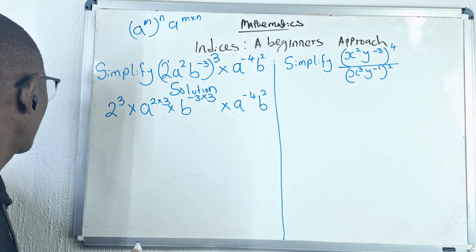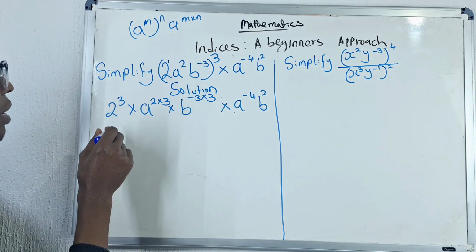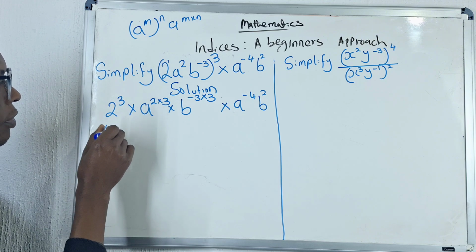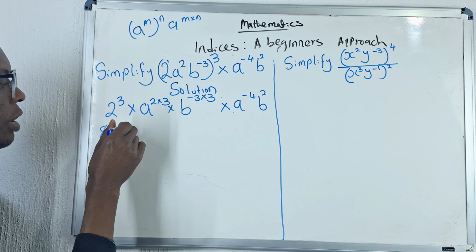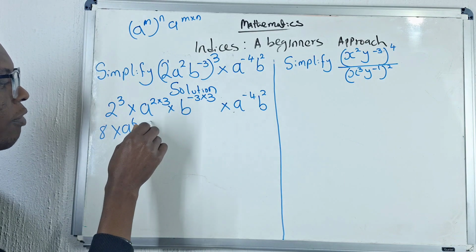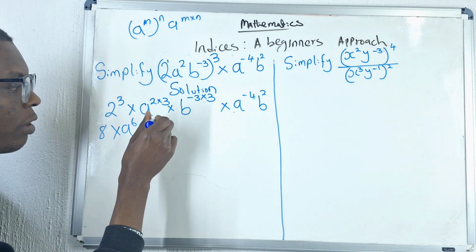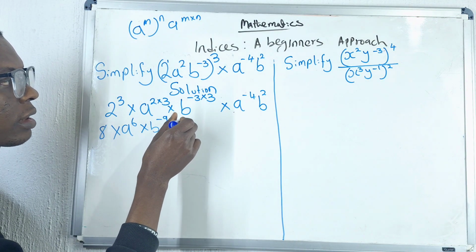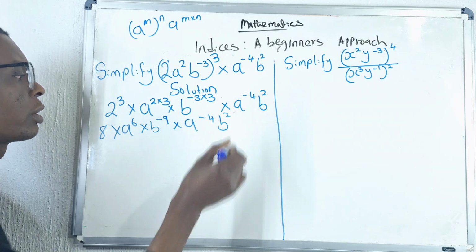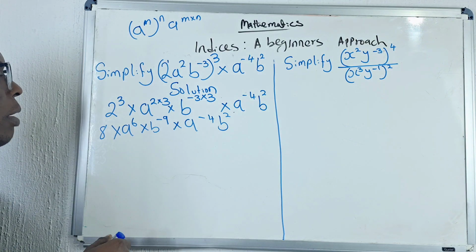So what do we do next in this scenario? We have been able to do this. Let's simplify further. So what's 2 raised to power 3? This is 8, times a raised to power 2 times 3 is 6. So this will be a raised to power 6, times b raised to power minus 3 times 3. Remember, minus times plus is minus. So this will be minus 9, times a raised to power minus 4 b raised to power 2. All right, we can simplify further by rearranging.